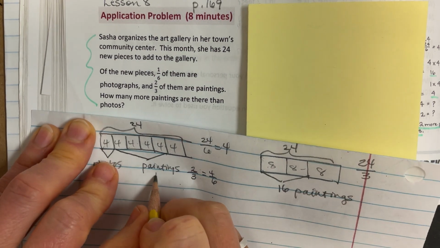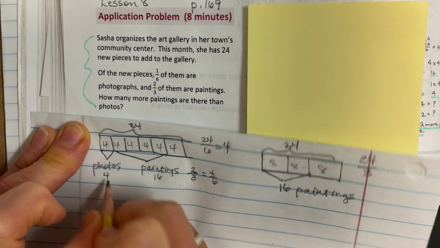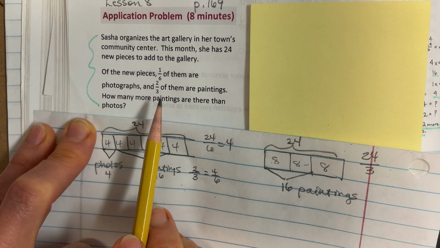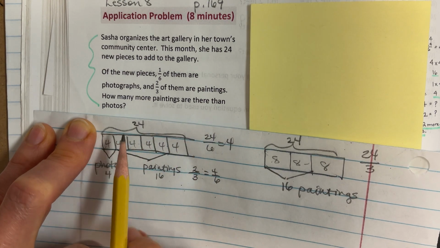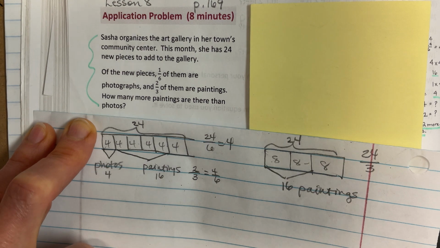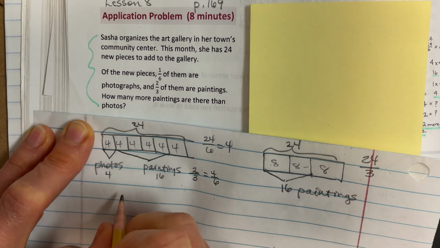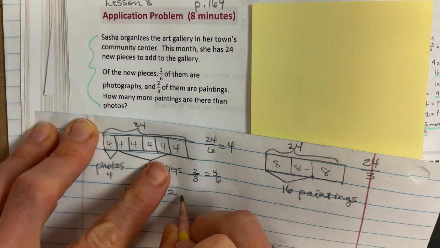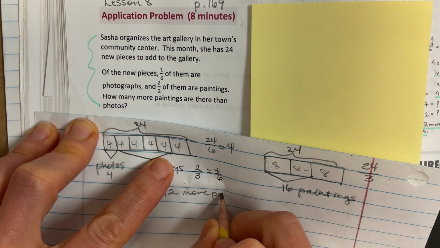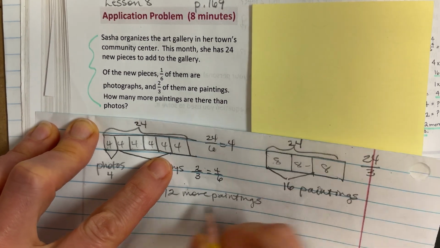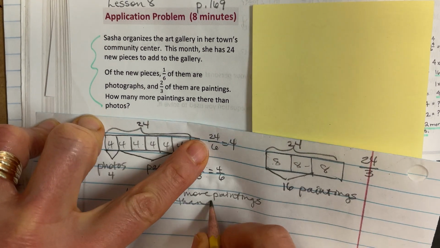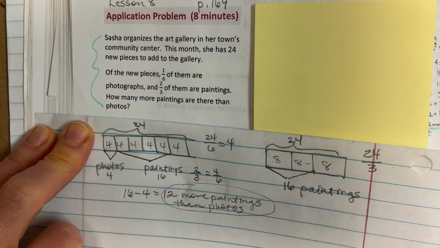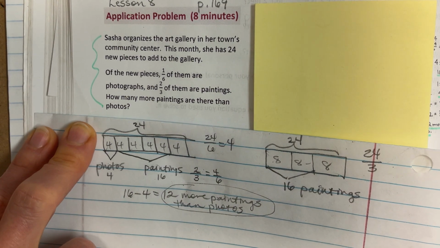Okay, so we have 16 paintings and we have 4 photos. Notice the final question is how many more paintings are there than photos? Remember that phrase, how many more are there of something than something else? You subtract. So 16 minus 4 would be 12 more paintings than photos. And that would be your final answer once you subtracted. All right, hopefully everyone followed that okay.